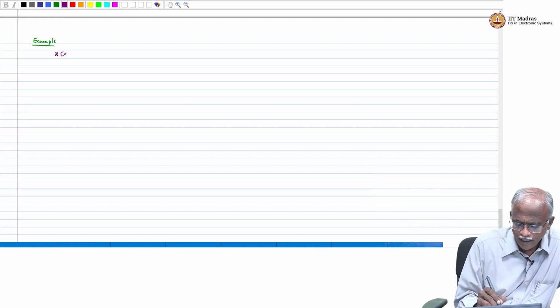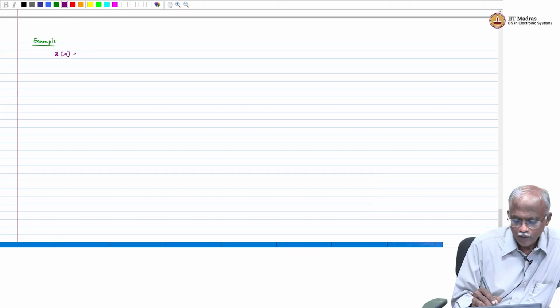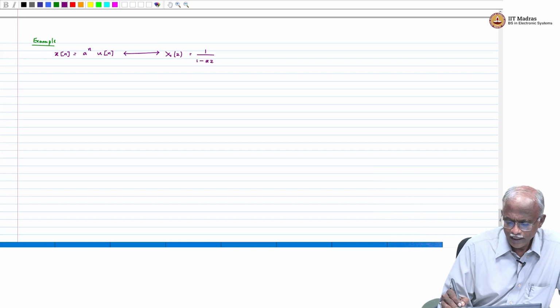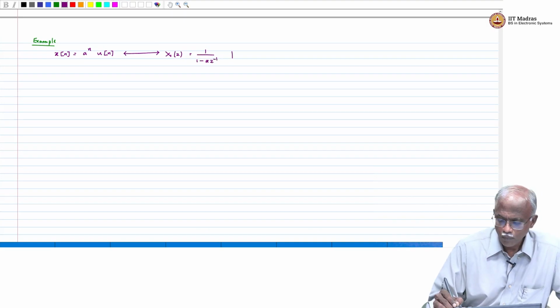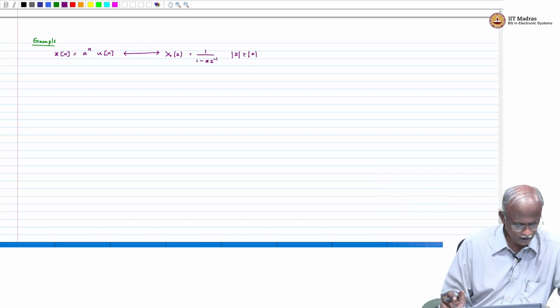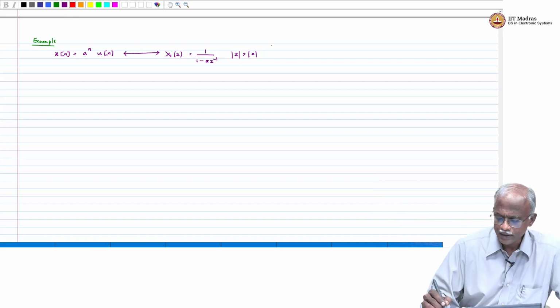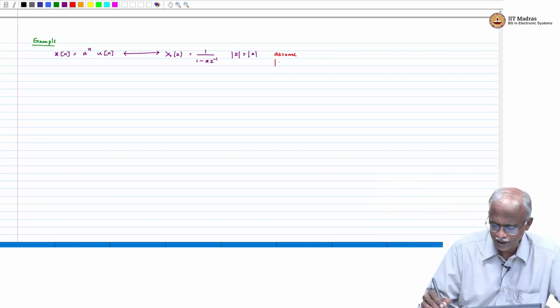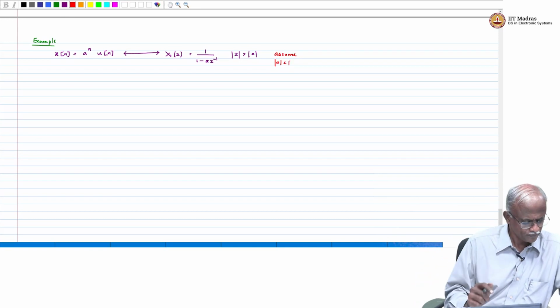Supposing we are given that x of n is equal to a power n u of n, then we know that the Z transform X of z is 1 over 1 minus a z inverse, mod z greater than mod a. That's the Z transform, and we will assume that mod a is less than 1, because only then you can get a causal sequence. It will be a decaying exponential. So mod a less than 1.